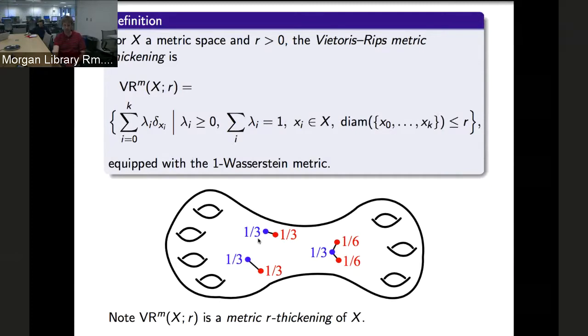So the cost, if all these black edges had length 1, then the cost of this particular transport plan would be 1/3 times 1 plus 1/3 times 1 plus 1/6 times 1 plus 1/6 times 1. So the cost of this transport plan would be 1, because we've moved 1 total pound of dirt a total of one unit distance. So in general, the Wasserstein distance between two probability measures is just the cost of the cheapest plan between them.